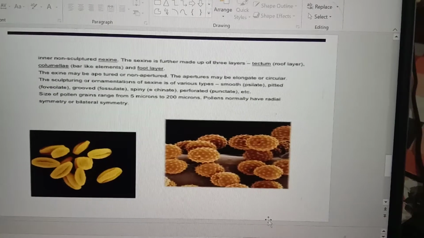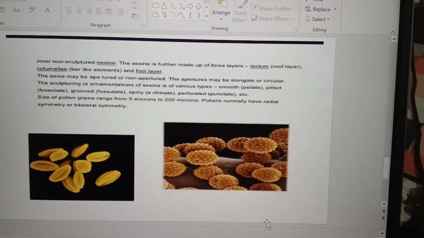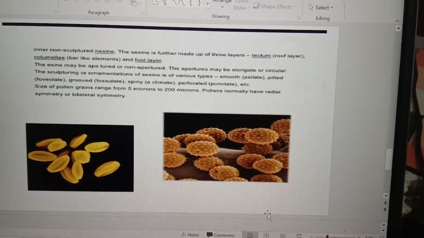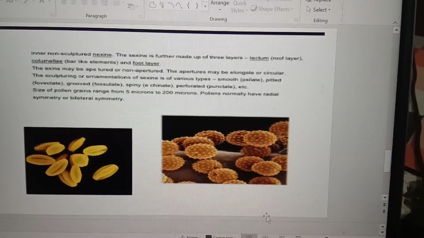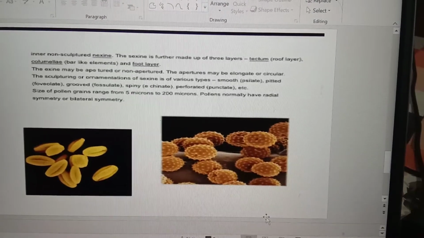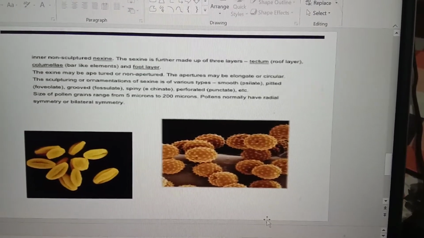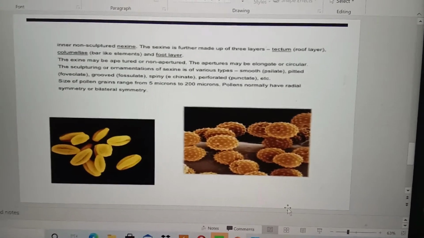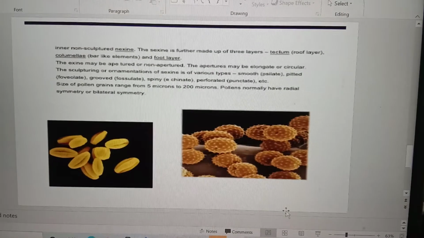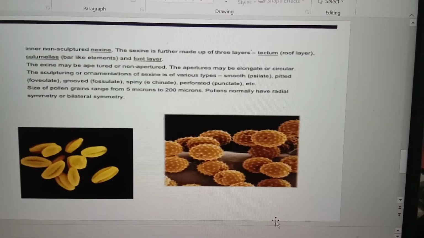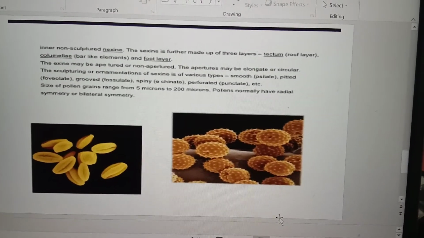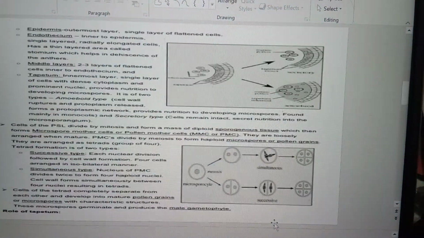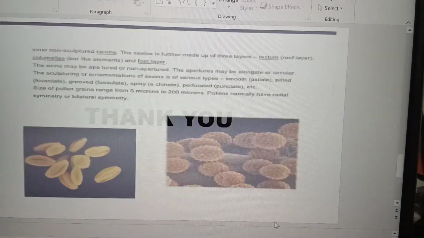Smooth in the case of pistillate, pitted in the case of fabaceate, grooved in the case of fasciculate, and spiny in the case of cyaneate, or perforated, etc. The size of the pollen grain ranges from 5 microns to 200 microns, and pollen normally has radial symmetry or bilateral symmetry. So that is all about pollen morphology and the male gametes. Thank you.